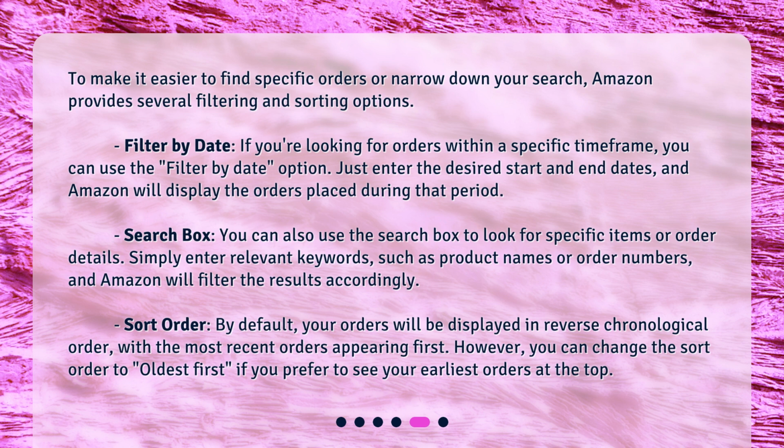Search box. You can also use the search box to look for specific items or order details. Simply enter relevant keywords, such as product names or order numbers, and Amazon will filter the results accordingly. Sort order. By default, your orders will be displayed in reverse chronological order, with the most recent orders appearing first. However, you can change the sort order to oldest first, if you prefer to see your earliest orders at the top.